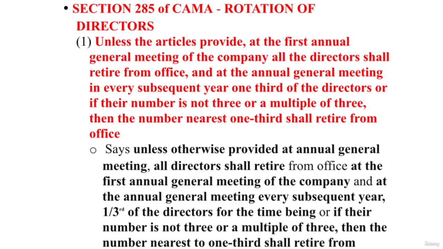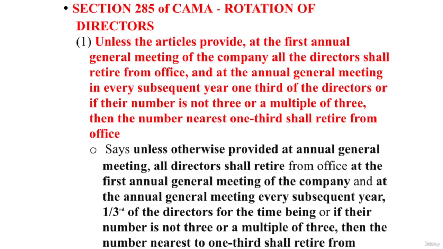Now, when you read the next one, which says at the subsequent annual general meeting. So let's say that a particular company was incorporated in January. Do you understand? It got its certificate of incorporation in January. So therefore, the next annual general meeting should be around December or January next year. Now, if you don't provide it in your articles that the period of office for directors shall be 2 years, 3 years, 4 years, it means that this provision will apply and it shall be 1 year.